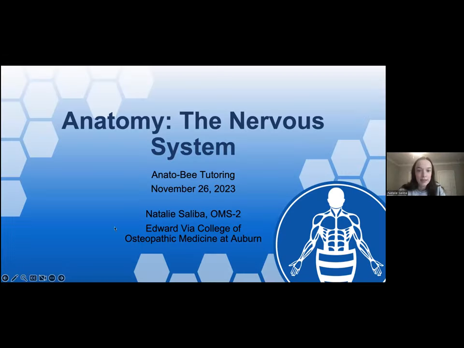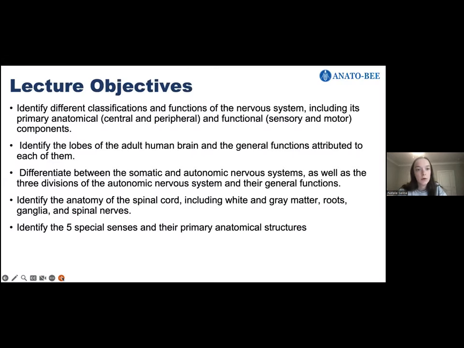So I have the anatomy of the nervous system. We have a lot of different objectives, basically looking at the functions and the anatomy of the central and the peripheral nervous system, and then the sensory and the motor components. We're going to identify the lobes of the brain and their functions, and then talk about the difference between the somatic and the autonomic nervous systems. And then we are going to talk more about the anatomy of the spinal cord, the white and gray matter, the ganglia, spinal nerves, and then identifying the five special senses.